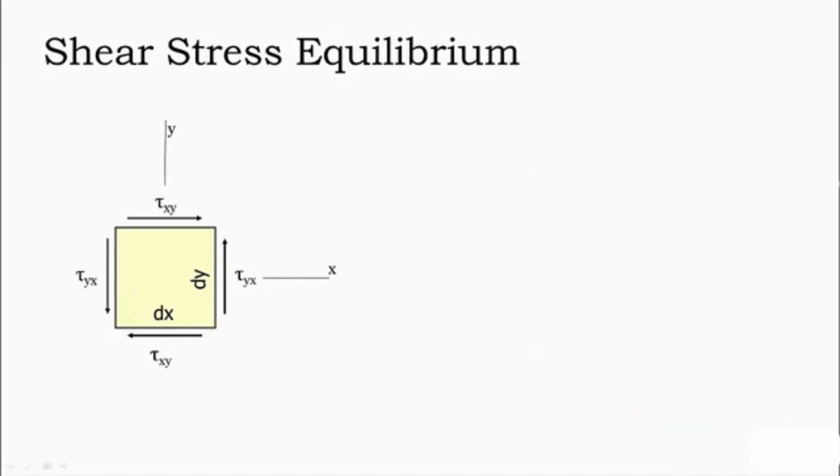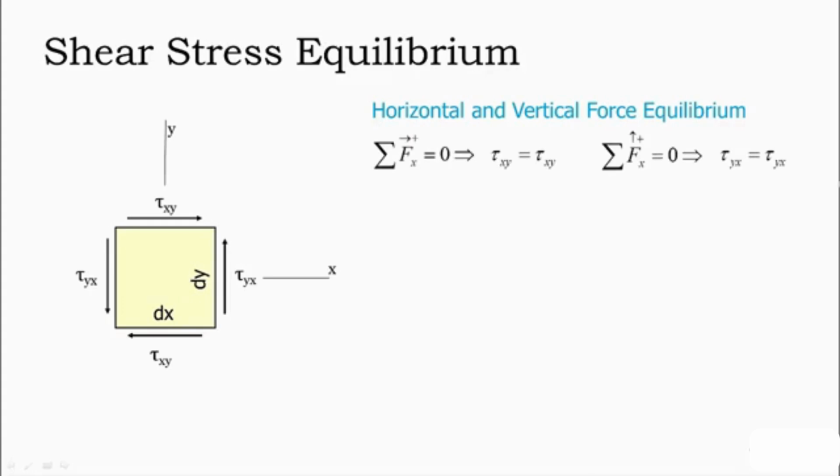Let's repeat the same exercise for the general state of shear stress. If we look at horizontal and vertical force equilibrium, we get a very similar result as for normal stresses. If you sum the forces in the horizontal direction, we find out that the shear stress at the top of the element, tau xy at the top side of the element, must equal tau xy at the bottom side of the element. And similarly, for vertical force equilibrium, tau yx at the right side of the element has to equal tau yx at the left side of the element.